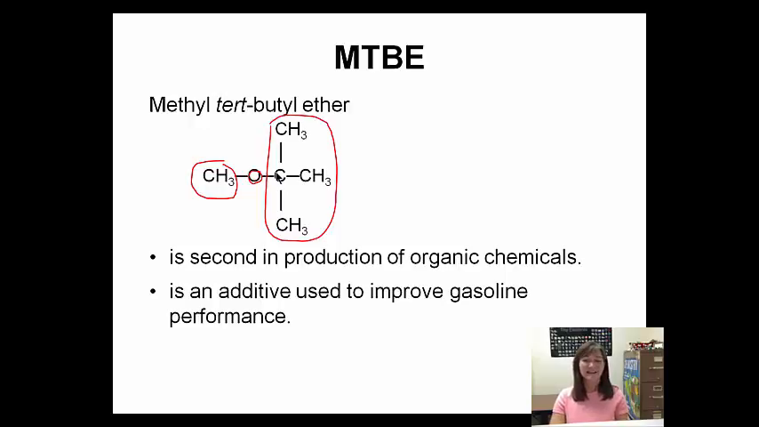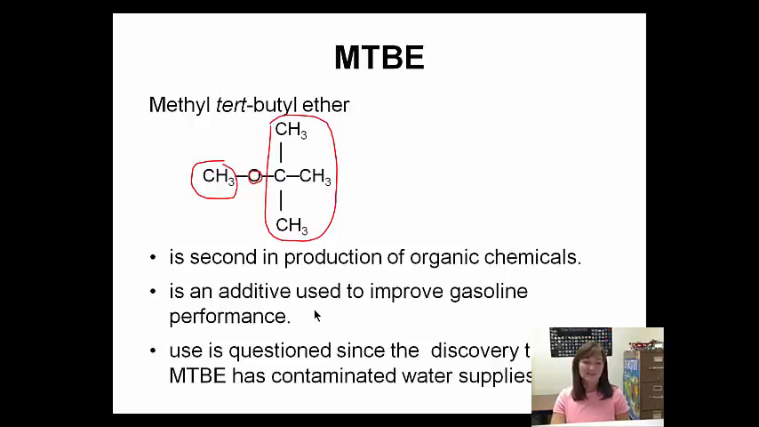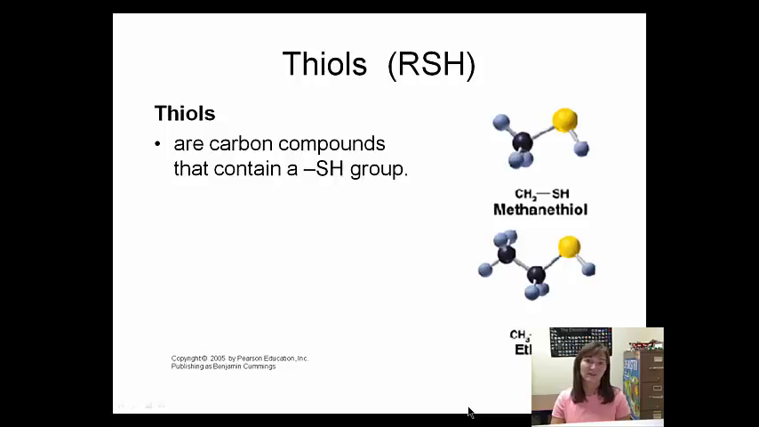MTBE is second in production of all the organic compounds produced. It's an additive used to improve gasoline performance, so it helps with the octane rating of gasoline. Its use has been questioned since the discovery that MTBE has contaminated water supplies. Many states have banned MTBE as an additive in fuel. They were discovering that it's very soluble in water, so it was leaking out of some of the pipes and contaminating the water supplies. This is just a note for a little bit of trivia. So basically just be able to identify your ethers.